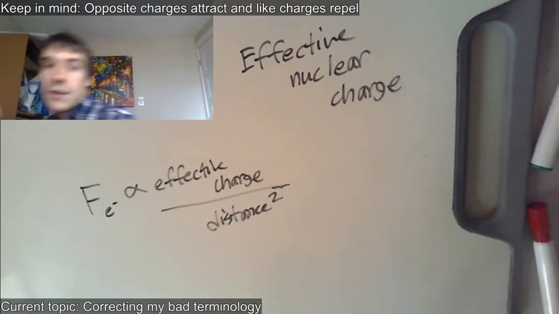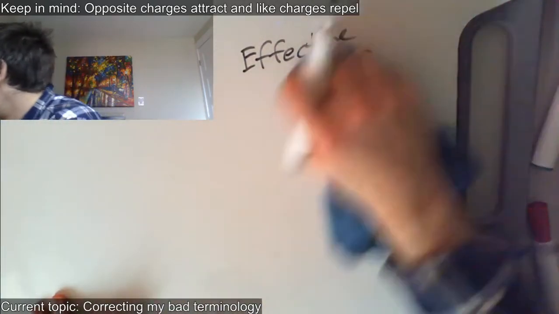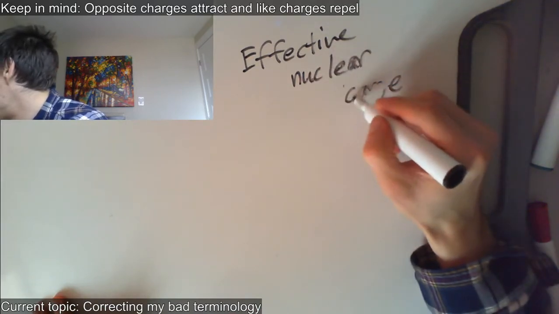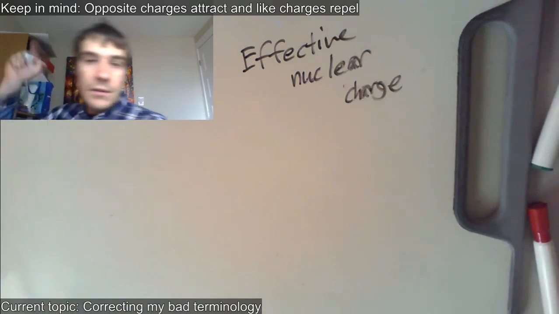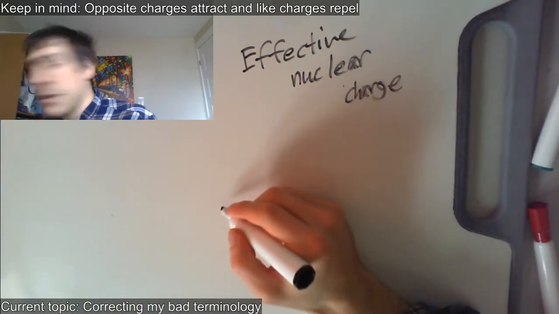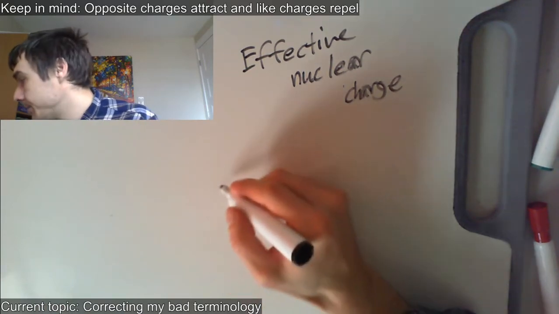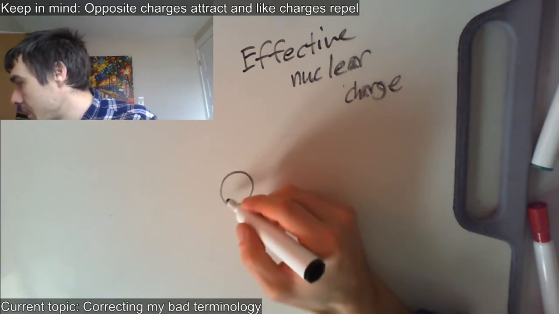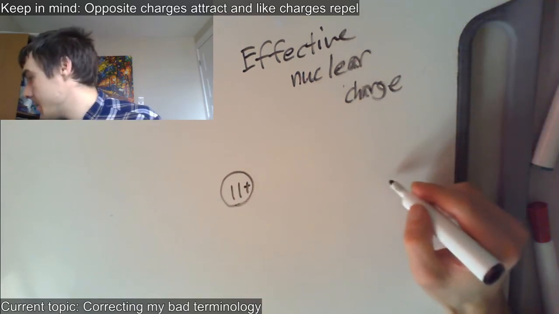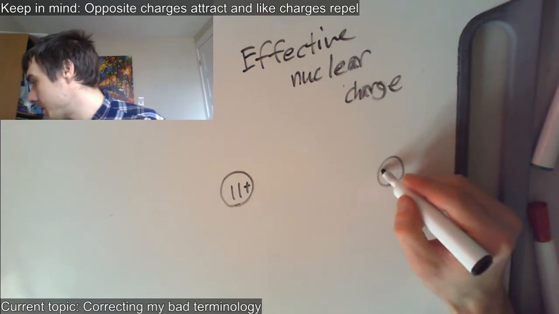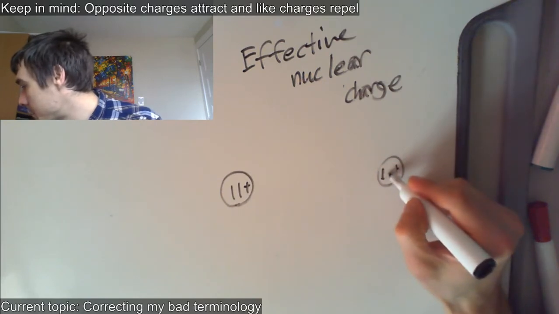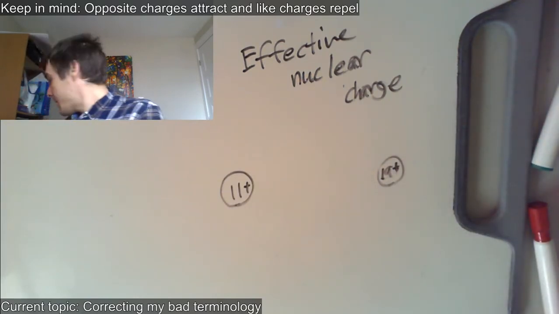So what is effective charge actually in chemistry? To talk about that, let's remind ourselves to keep in mind up there: opposite charges attract and like charges repel. So if we look at something like sodium with its 11 protons versus something like potassium with its 20 protons. Sorry, potassium doesn't have 20, it has 19. What am I talking about? I'm getting flustered.